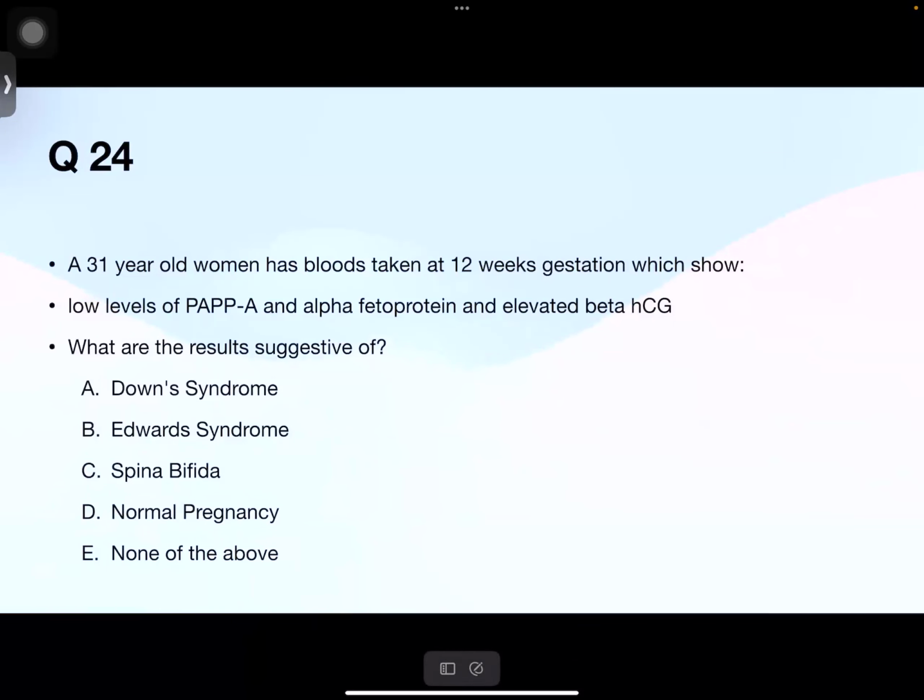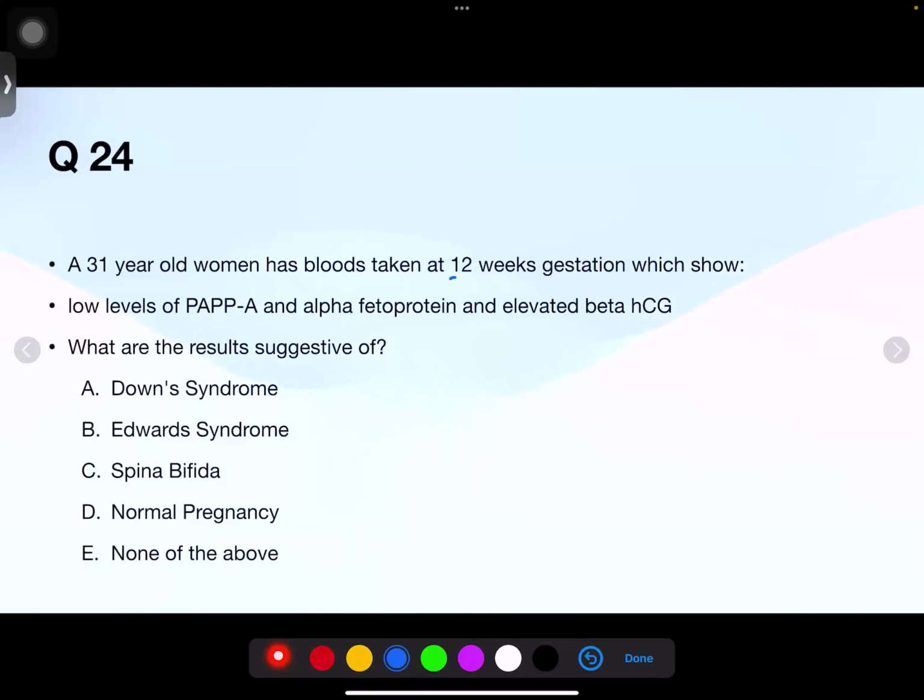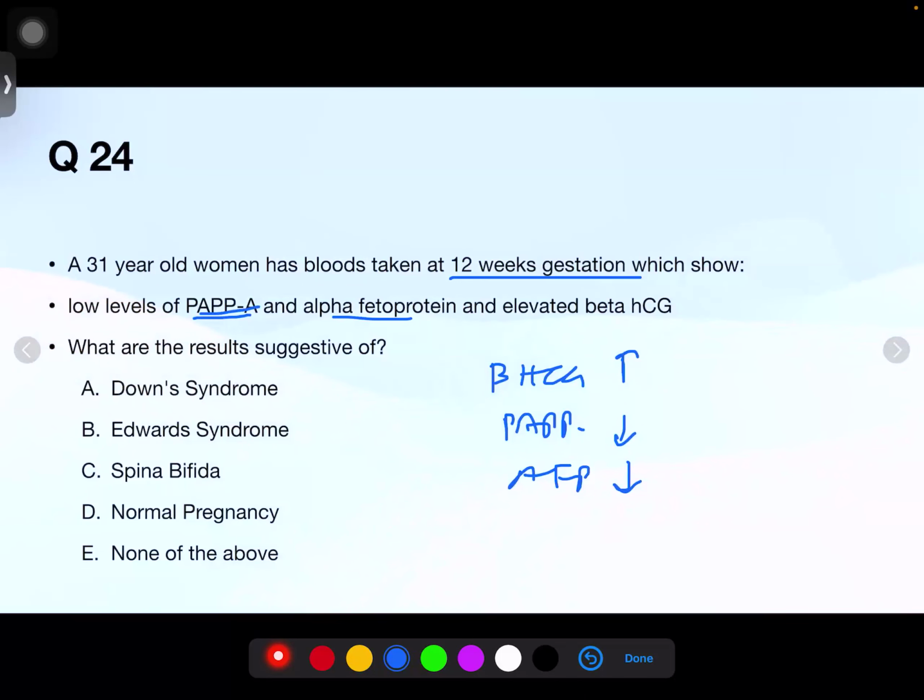Okay, so a 31-year-old woman has blood taken at 12 weeks gestation, which shows low levels of PAPP-A and alpha-fetoprotein and elevated beta-HCG. So basically, beta-HCG is increased, PAPP-A is reduced, and alpha-fetoprotein is also reduced. What would it be suggestive of? Down syndrome, yes. So that is a very easy way to remember.